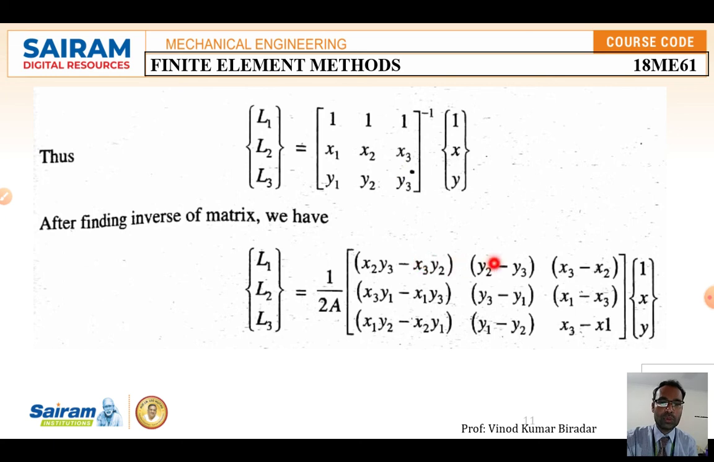Suppose for y2 y3, how are you going to write it? y2 minus y3. If you remove the row and column here, then this into this gives y3. For the second row, second column, if you remove it, it is y2 minus y3, this into this, write here y3. So like that you have to calculate this and form the matrix.